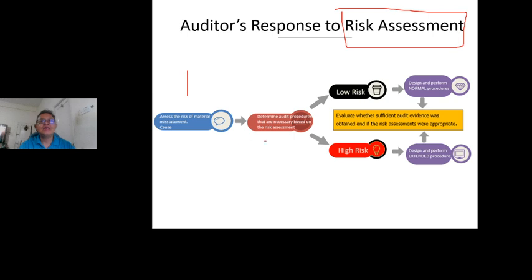Once they assess the risk, this is the second part, the auditor will need to determine the procedure necessary for them to assess the risks. Then they identify whether it is low risk or high risk. If it is high risk, then the audit procedure will be more extended, more detailed, more comprehensive. Where it's low risk, maybe they just use a normal audit procedure.